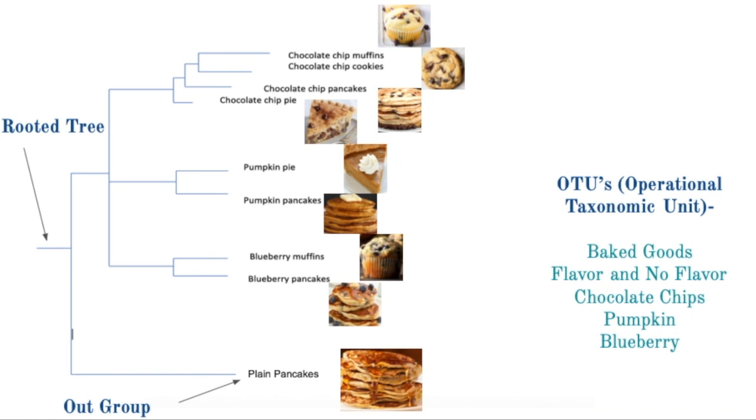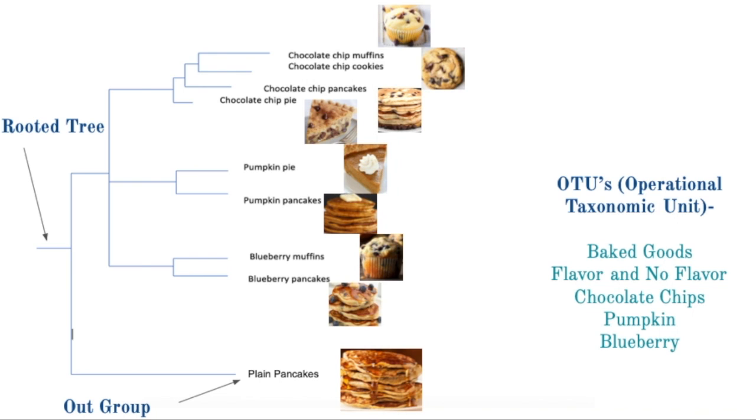Next, we have our outgroup. This represents the group or species that is different from all the others and does not have any other species similar to them. In this case, we have plain pancakes. It is connected to the others because it is a pancake and is a baked good, but since this phylogenetic tree is separated by flavor, it is all alone because it is plain and has no extra flavor in it like the others do.